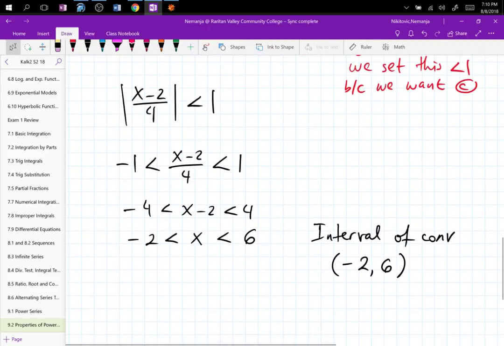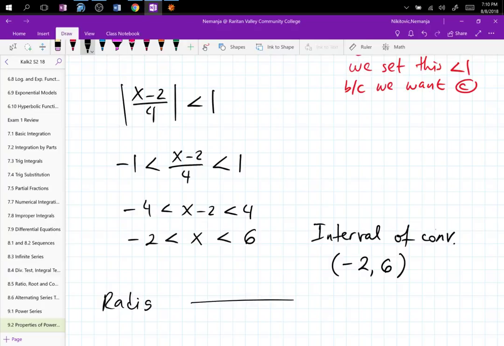So we went through the power series and we calculated. Now the next one is the radius of convergence. Radius of convergence is simply you have -2 on this end, you have +6 on this end. Where is the half? Well, half is a 2 because you have 4 units this way and 4 units this way for a total of 8 units between -2 and +6.